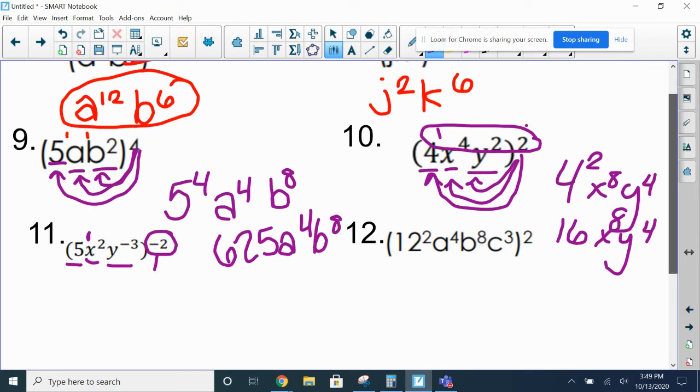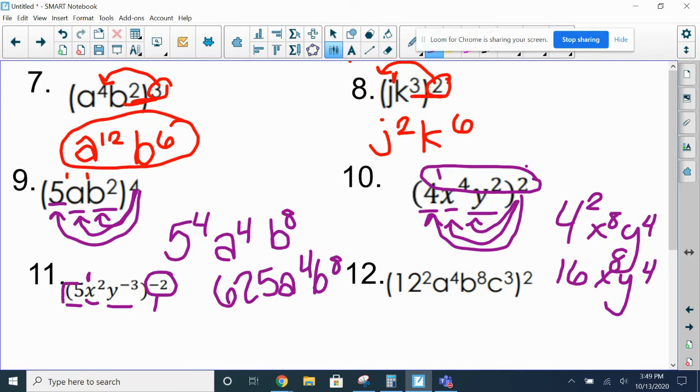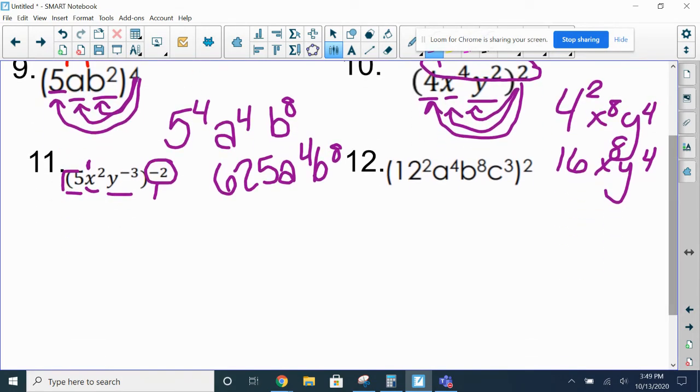So we know there's an assumed 1. So we're going to distribute 2 times 1, -2 times 1. Keep that base of 5. Multiply those exponents. 1 and -2 is going to give me -2.